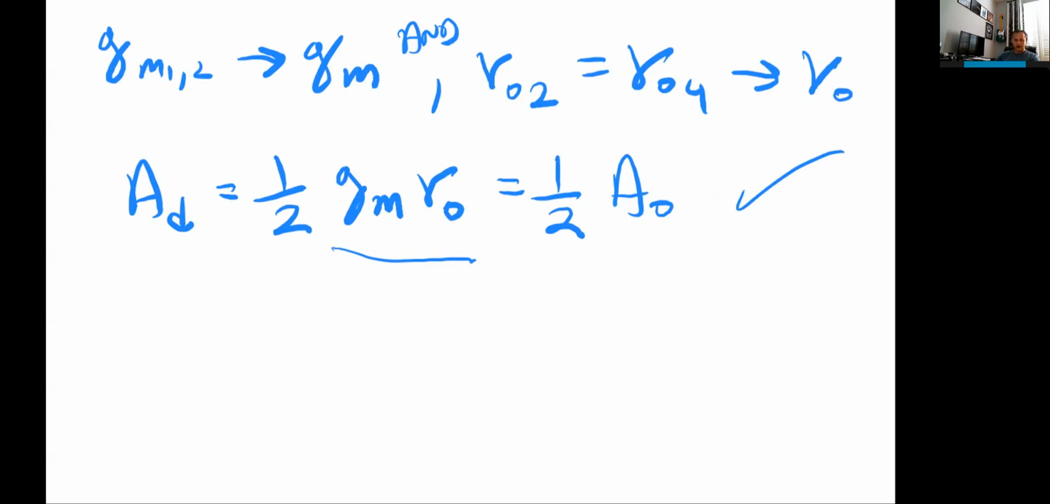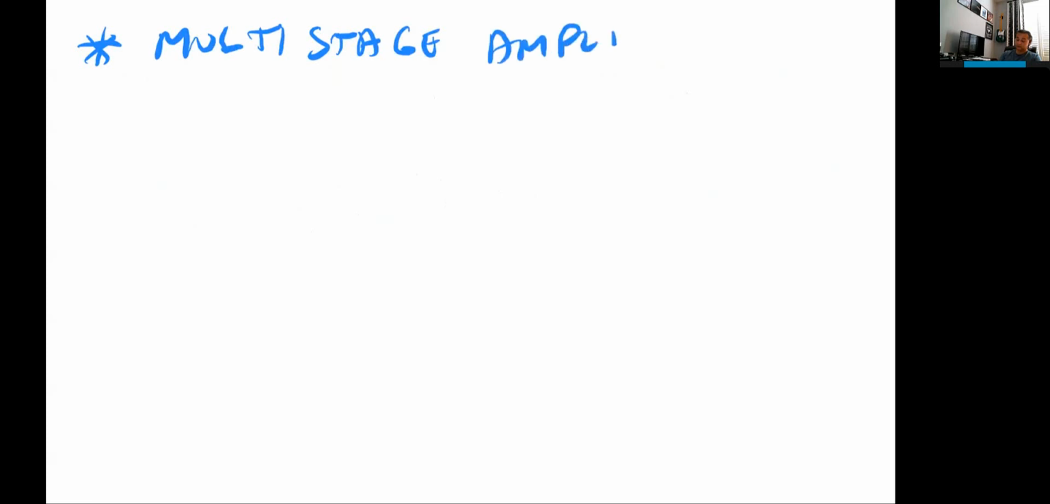And that's where we're going to go next and talk about, without a lot of derivation, just talk about the multistage amplifiers.